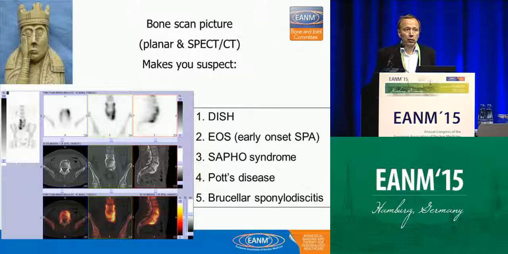So, according to this finding, what are your main medical hypotheses? Would you label this condition a diffuse idiopathic skeletal hyperostosis, early onset spondyloarthropathy, SAPHO syndrome, tubercular spondylodiscitis, or Brucellosis spondylodiscitis? It's now up to you to vote.